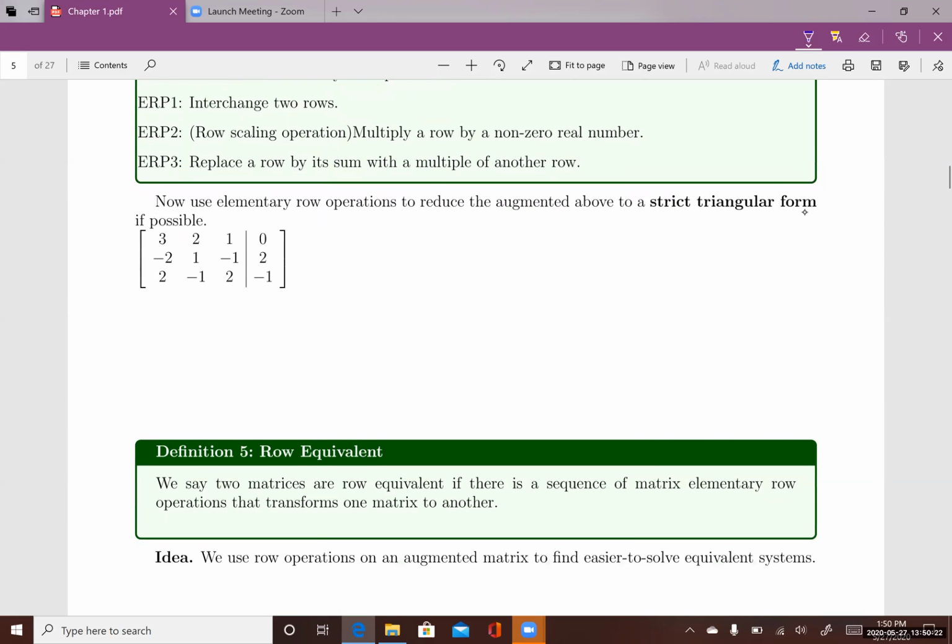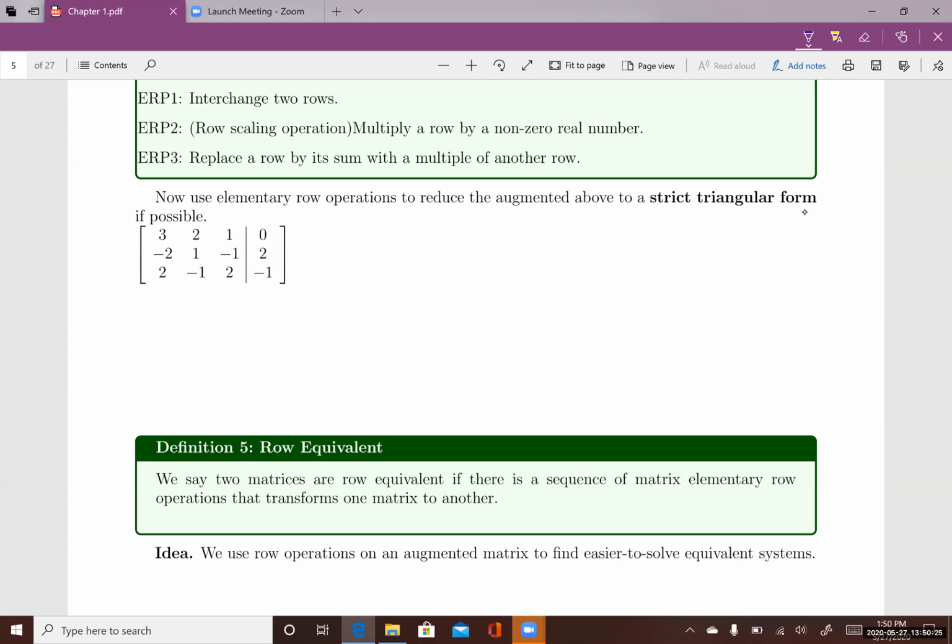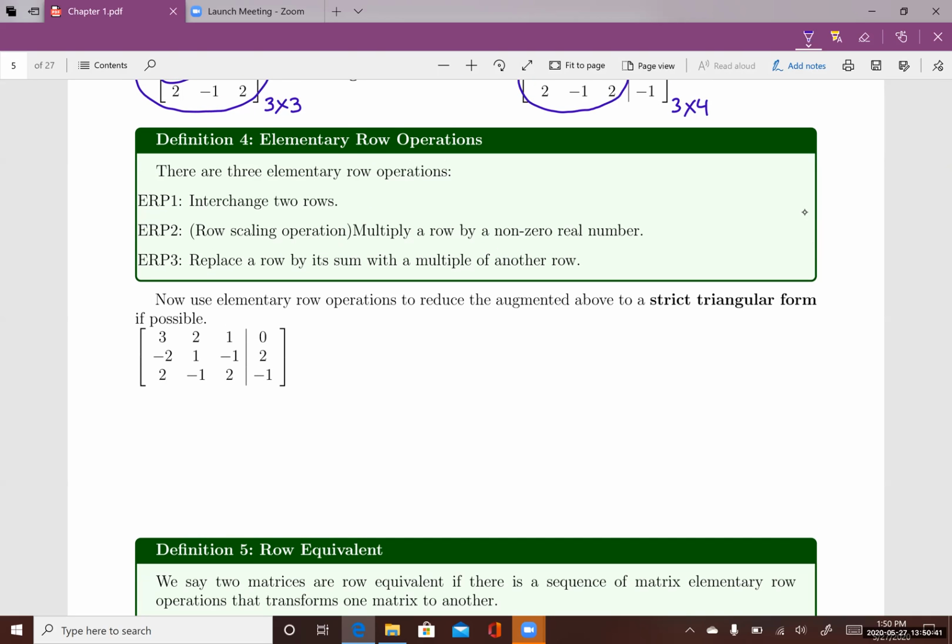And then two matrices are row equivalent if there's a sequence of elementary row operations that transforms one matrix to another. Okay. And these here are the row operations that you can apply to a matrix so that the resulting matrix will be row equivalent to the previous matrix.